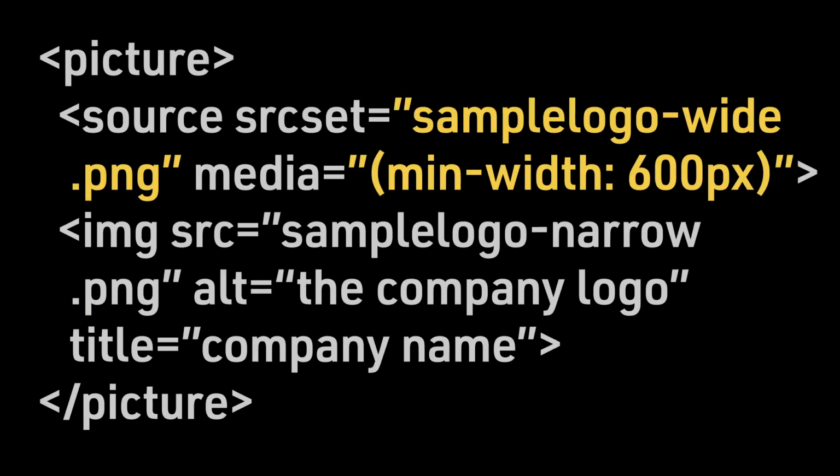Sample logo-wide.png. Looking at the code again, the key is the media condition that states that the sample logo-wide.png image will load with a minimum browser width of 600 pixels. Since 800 pixels is larger, it meets the condition.